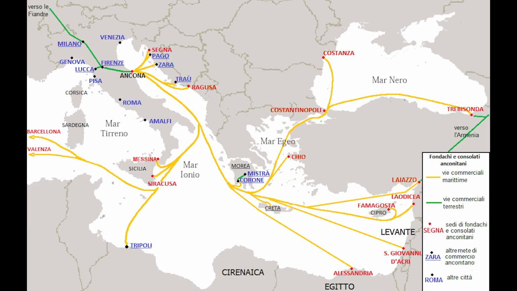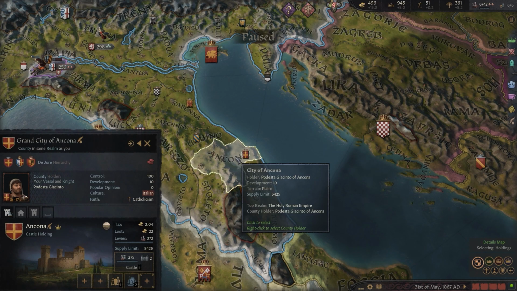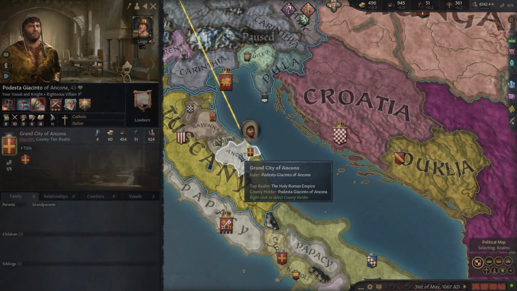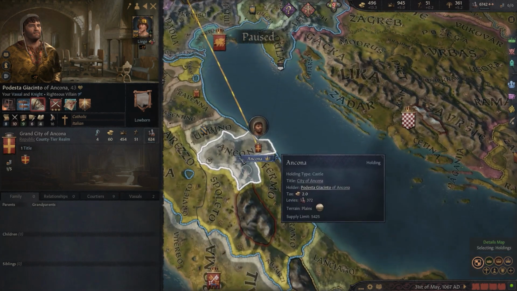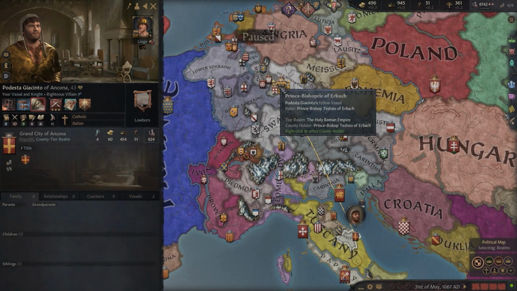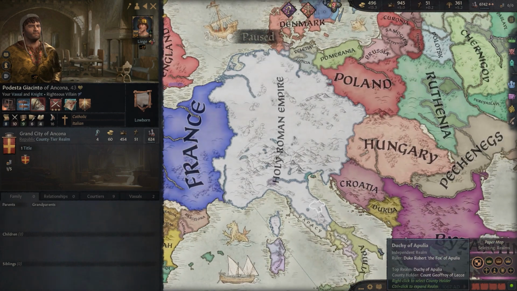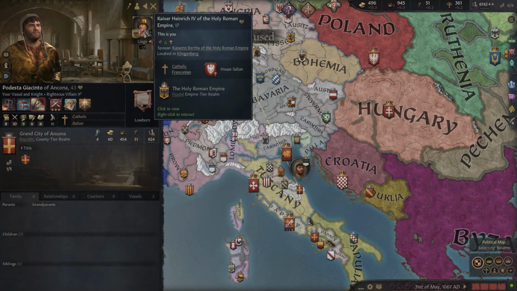Another interesting republic is Ancona, which, in contrast to Venice and Pisa, is not an independent realm in Crusader Kings, but a vassal to the Holy Roman Emperor. It is ruled by Podesta Giacinto of Ancona, whose dynasty is not specifically given in-game. We could not find any historical information about him, but the title Podesta seems weird. This is first of all because the first documented use of this title is from almost 100 years later than the 1066 start of the game.